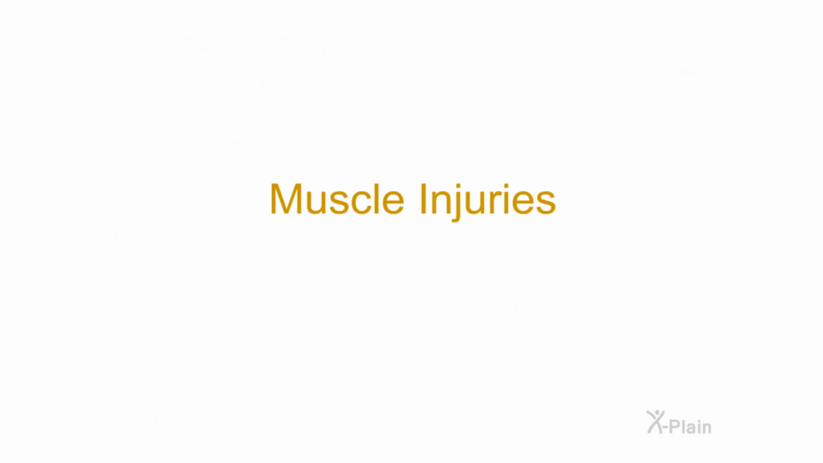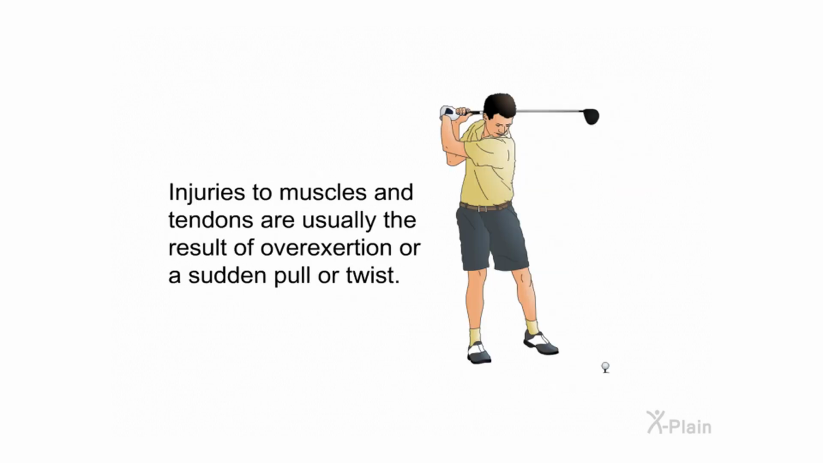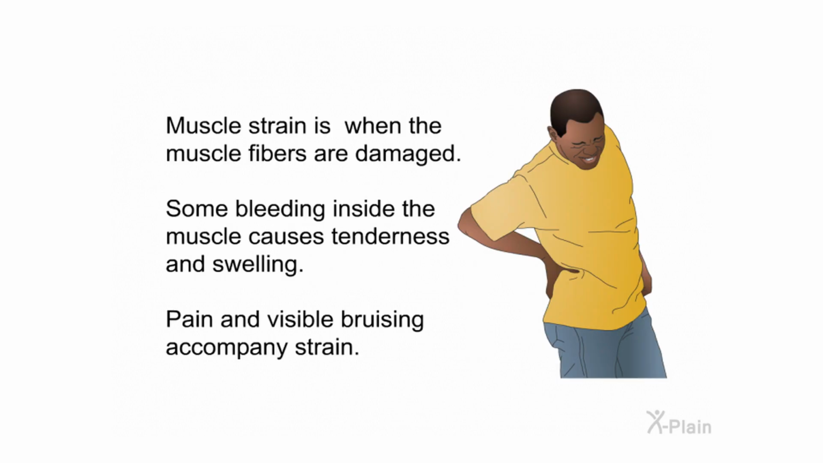Muscle injuries. Muscle injuries are more frequent than muscle diseases. When injured, muscles are capable of repairing themselves. Injuries to muscles and tendons are usually the result of overexertion or a sudden pull or twist. Muscle strain is when the muscle fibers are damaged. Some bleeding inside the muscle causes tenderness and swelling. Pain and visible bruising accompany strain.